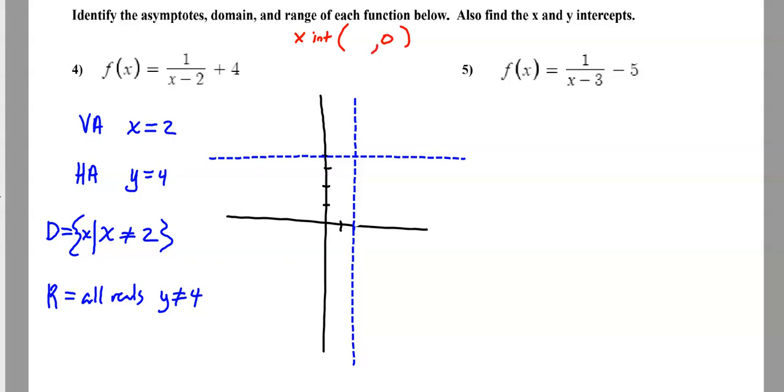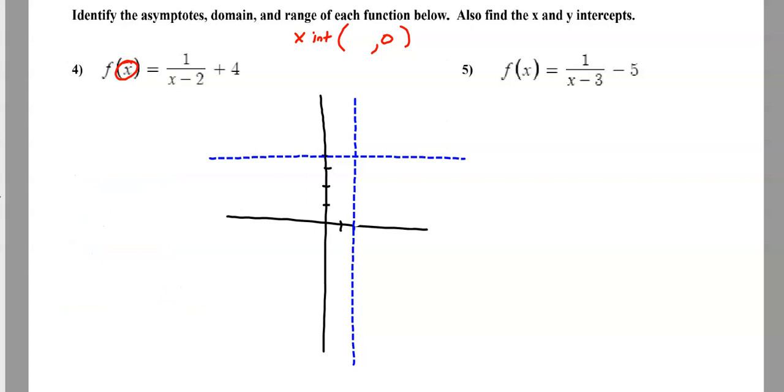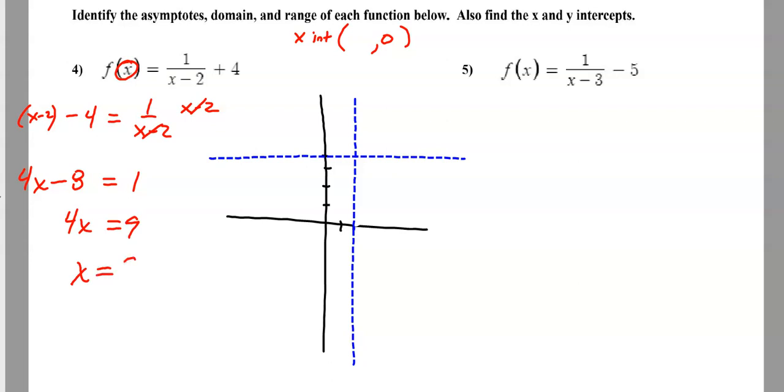That means y is going to be 0, so we have to solve this. So we solve that equation. I move the 4 to the other side. So let's get rid of this stuff so I've got enough room. If I move the 4 to the other side, I get that. Multiply both sides by x minus 2, and I get 4x minus 8 equals 1. Add 8 to both sides. Divide, divide. So that's about 2 1/4. So my x-intercept crosses at 2 1/4.